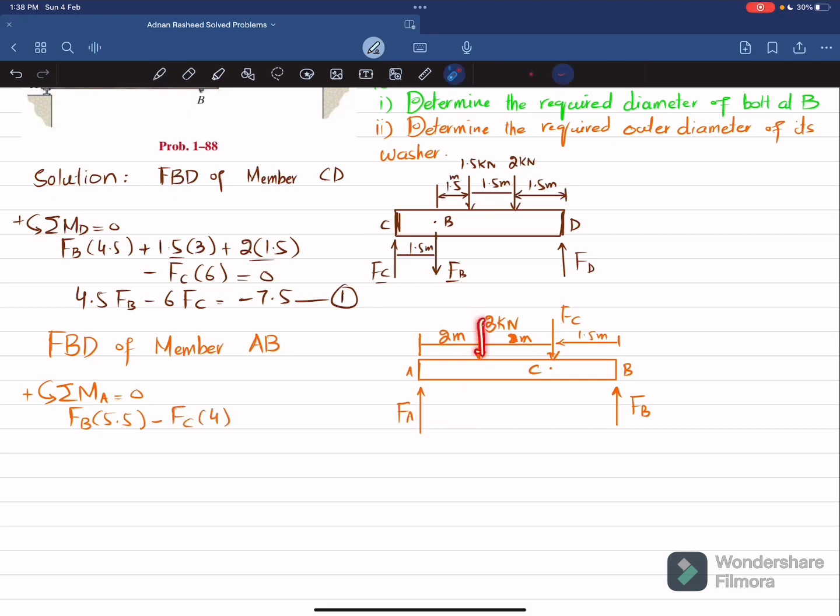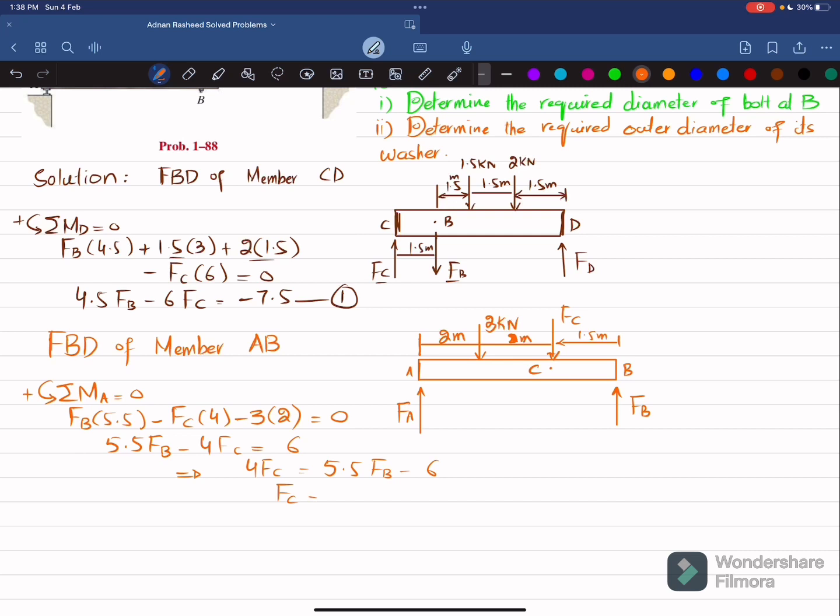The third moment will be produced due to the 3 kilonewton load, and the perpendicular distance is 2, and this is producing clockwise, so it will also be negative. So I will write minus 3 into 2, and the sum of all moments about point A must be equal to 0. So what we will get is 5.5 times FB minus 4 FC is equal to 6. So from here you will get 4 FC is equal to 5.5 times FB minus 6.